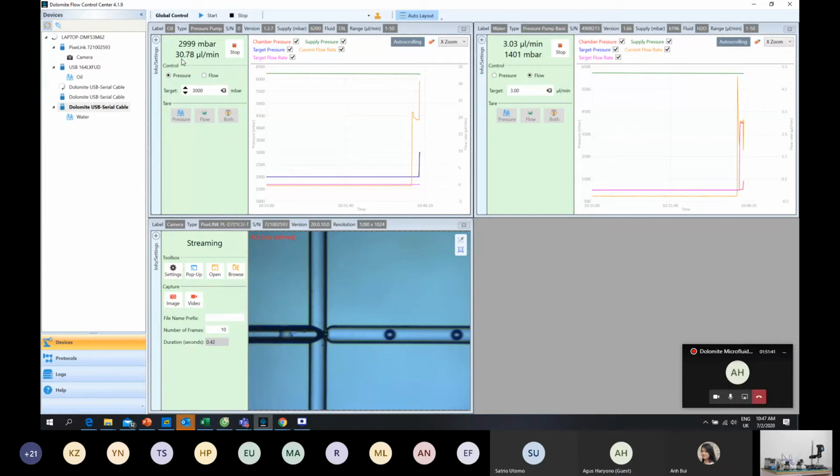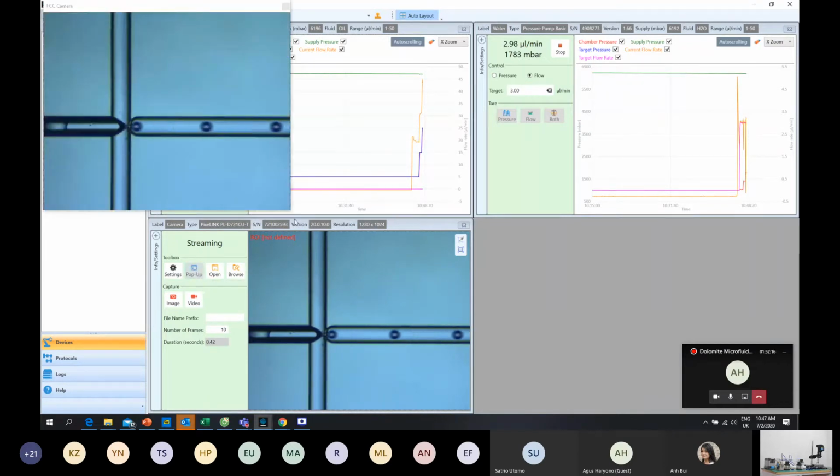So now the flow rate is 30 for the continuous phase and 3, so it means the flow rate ratio is 10. You can see the smaller droplets can be generated. Or we can increase more, I'm not sure, 4000, let's say. It will stabilize in a second. So here, yes, now you can see the smaller droplets can be generated.